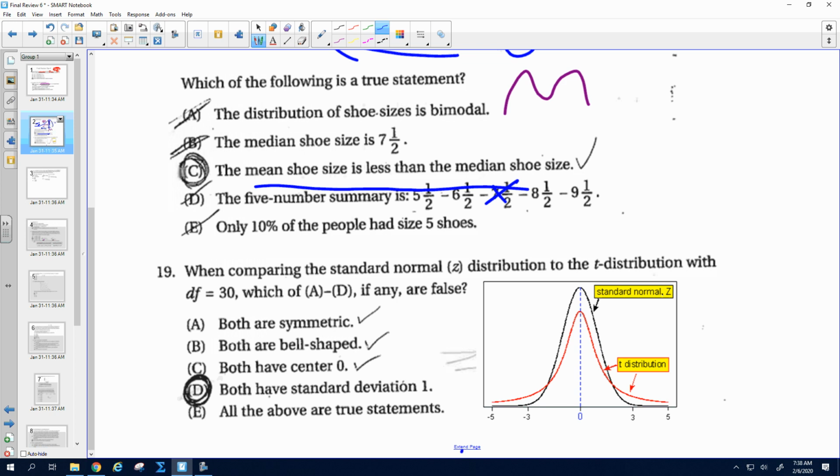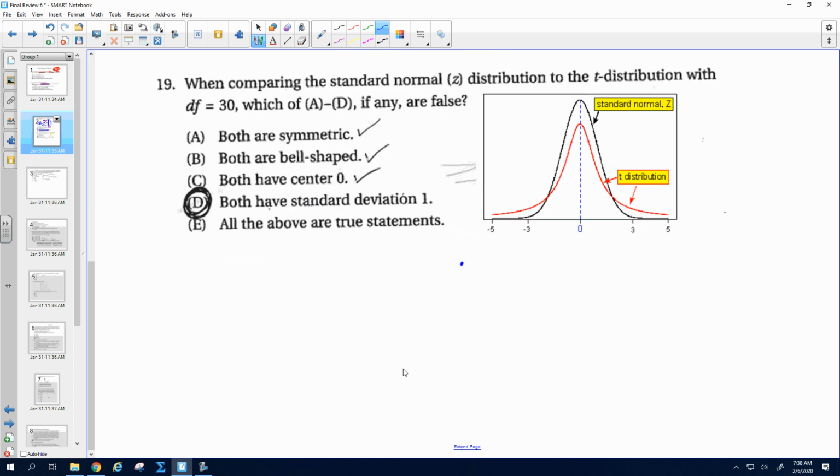All right, so we're comparing the Z to the T. So I just have a graph here. Remember that the Z distribution has less area in the tails and goes taller, and this T distribution has more area in the tails and doesn't go quite as tall. Both are symmetric, true. Both are bell-shaped, true. Both have a center of 0, true. Both have a standard deviation of 1, no.